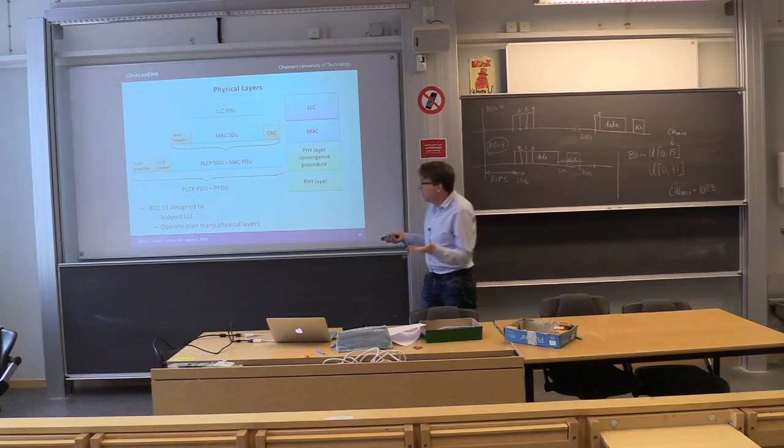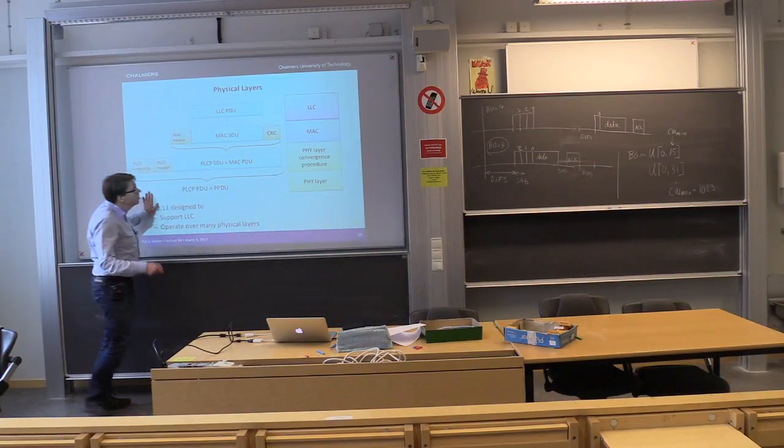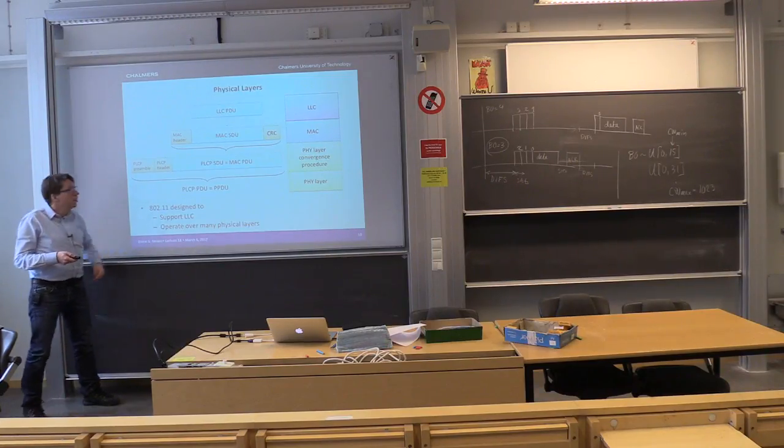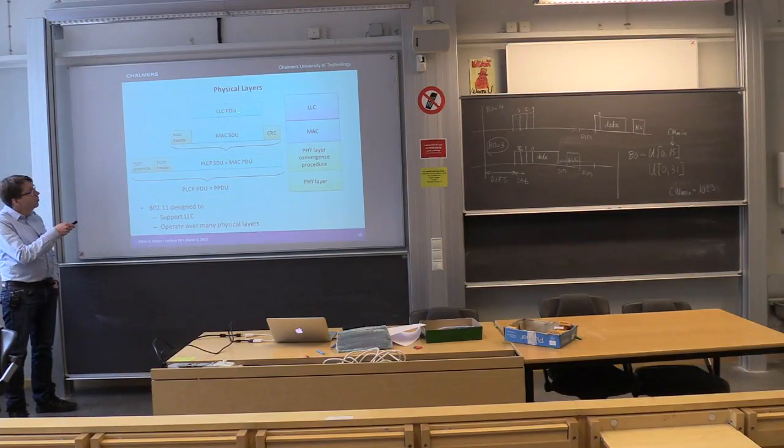Physical layers, or the layer structure, is like this. On top of all IEEE 802 MACs, there is this LLC layer. Then we have the MAC layer, and then the physical layer convergence procedure, and then the physical layer. Let's go through this. At the top, there is a PDU from LLC, and that becomes the MAC service data unit. These are the same bits. Then there is this MAC header and then a CRC.